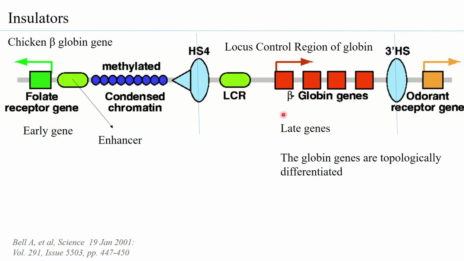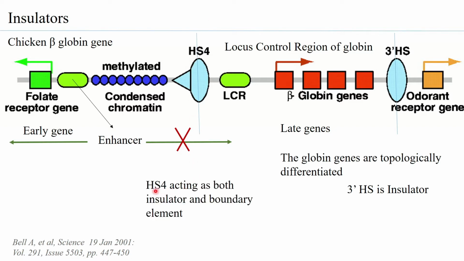And also what has been observed is that because of the presence of the HS4 component, this enhancer is able to influence or stimulate the expression from this promoter. So it is able to highly express the folate receptor gene, but it is not going to have any effect on the beta globin genes because of the presence of the insulator.